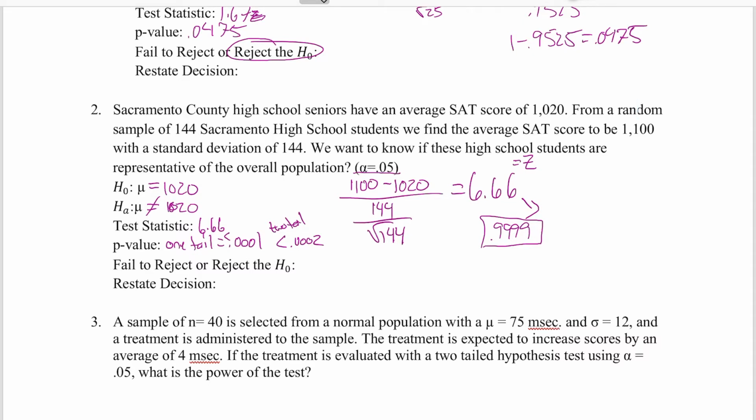If the p is low, the null must go. We're going to reject the null hypothesis. Our p-value is less than our alpha. And then you want to restate the decision: you could say that there's sufficient evidence to warrant rejection of the claim that mu is equal to 1020. Once again, I'm not going to write all that out because that just wastes a lot of time.